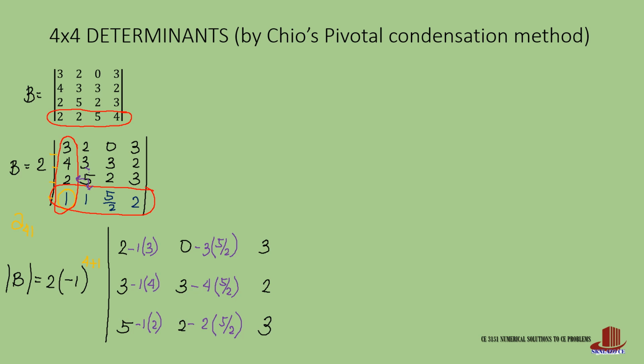Thirdly, the first element of the third column would have -3 times 2. The next would have -4 times 2. And last, we would have -2 times 2.